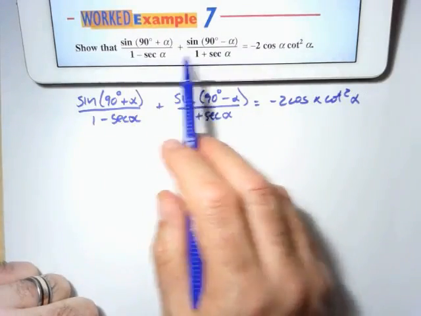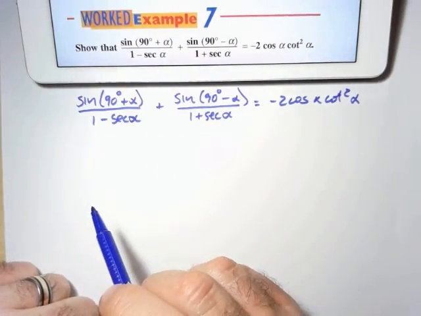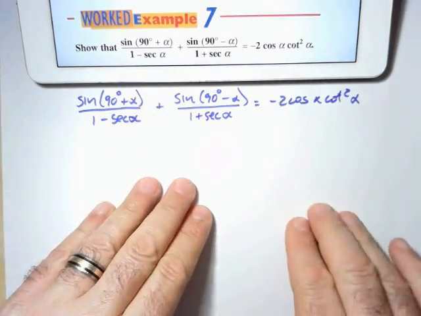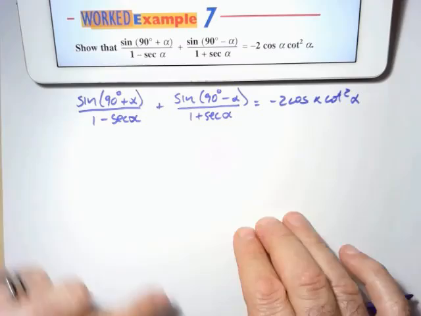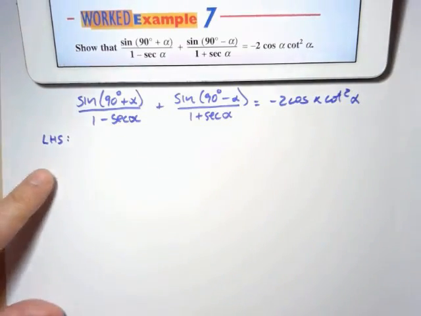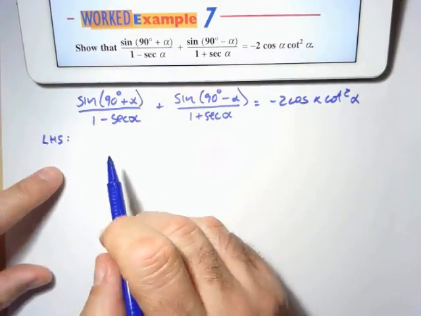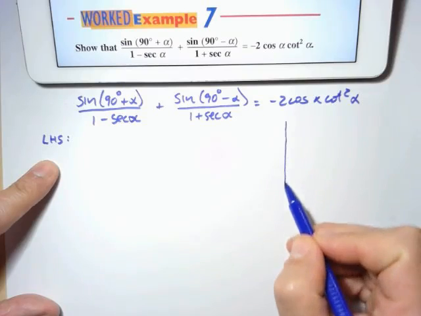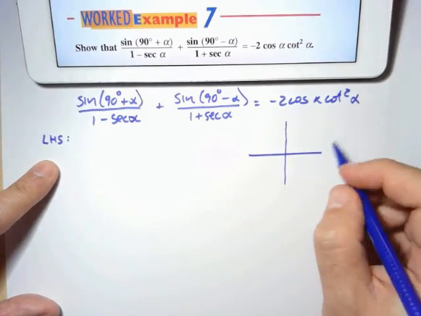Show that this whole thing equals this whole thing. Okay, when I have to show something, I cannot work this side and this side with the equal sign in between. So what I'm going to do is work with my left-hand side, and I'm going to try and solve this. Now I'm not going to do a little diagram for each of these. I'm just going to have my one CAST diagram here, and we'll work from there.